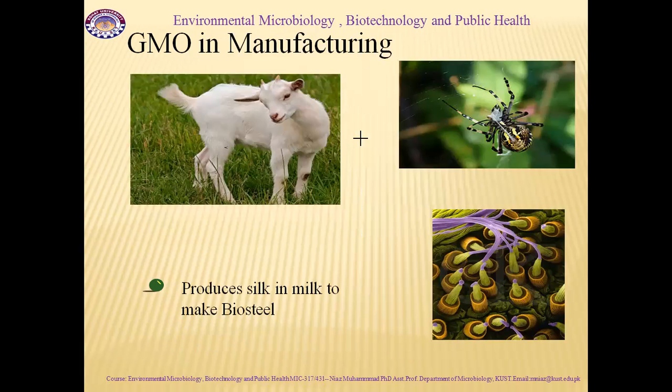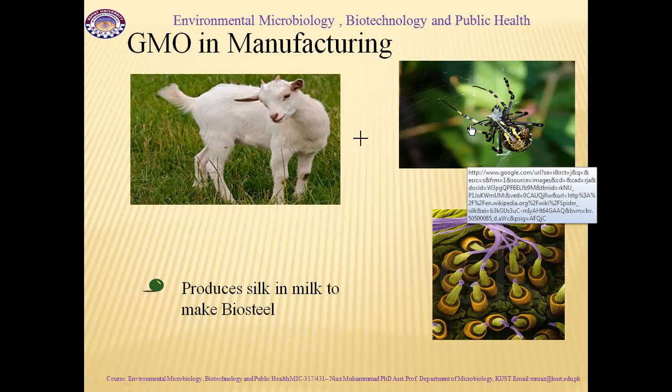GMOs in manufacturing: silk produced in milk to make biosteel. Genetically, such goats have been changed. Genes have been inserted in goats, and in such insects, which have produced silk of high quality which can be used in biosteel. So GMOs are playing a very important and big role in our environment.